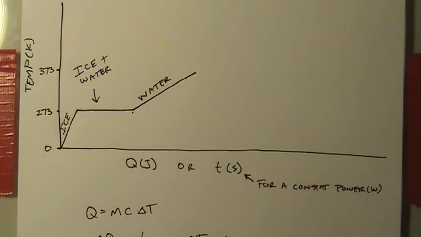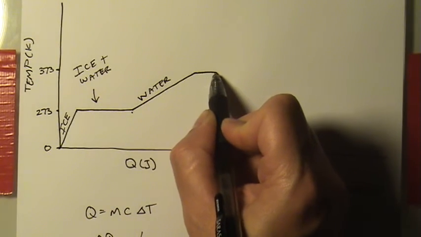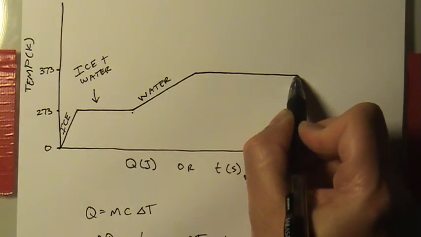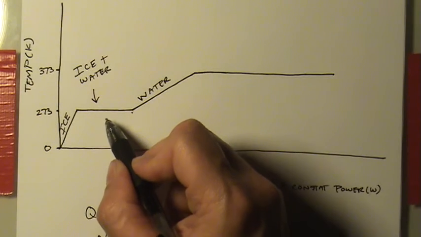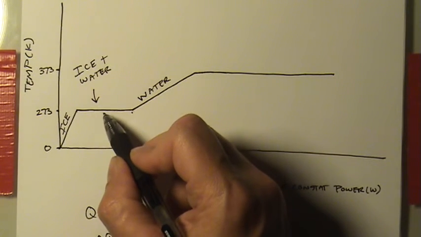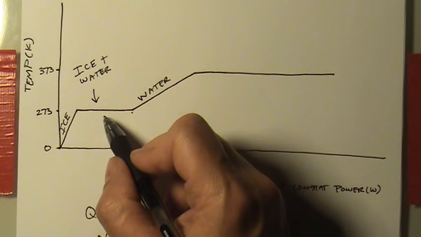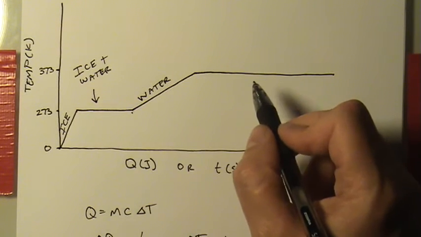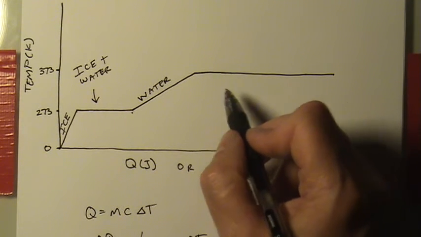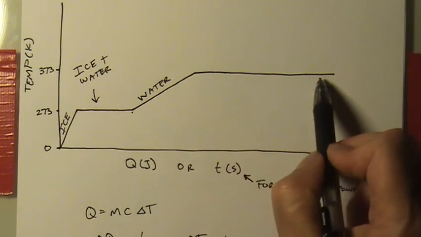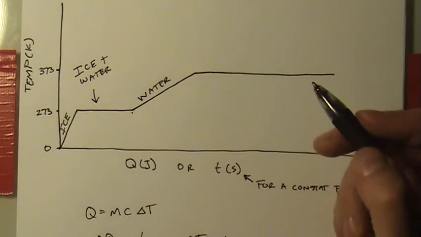And at that point, we'll see another one of the latent heats come up. This is the latent heat of vaporization. And it will flatline, and this line will be much longer than the previous one. And the reason why this line is so much longer than this one is, just to remind you, the latent heat of fusion is only 334,000 joules per kilogram, and the latent heat of vaporization is 2,200,000 joules per kilogram. So it's going to take a lot of energy to turn that into steam, much more than it took to turn the ice into water.